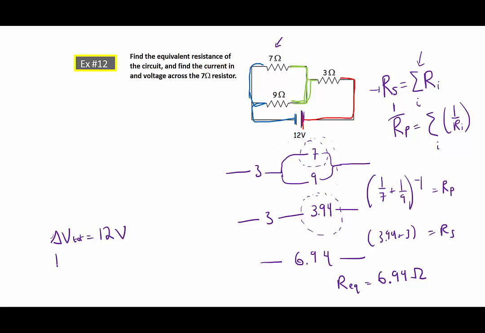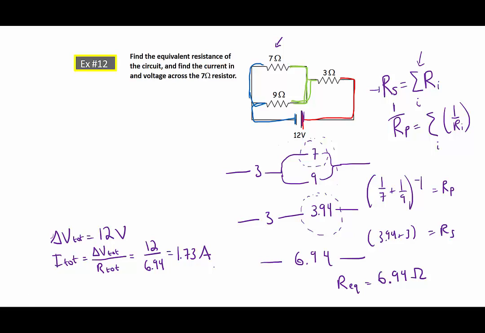And then I can use Ohm's law, and I know that the total current is equal to the total voltage divided by the total resistance, or the equivalent resistance. So I've got a 12 volt battery, and it's pushing current through a series of resistors that at the end of the day are providing 6.94 ohms of resistance. So I've got 1.73 amps of current going through the entire circuit.